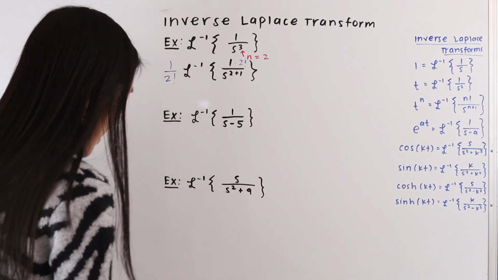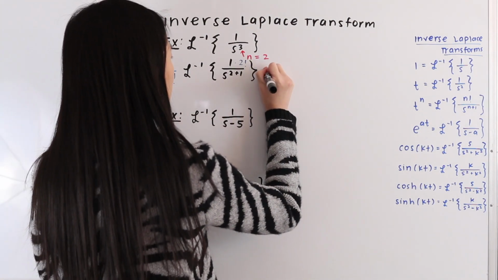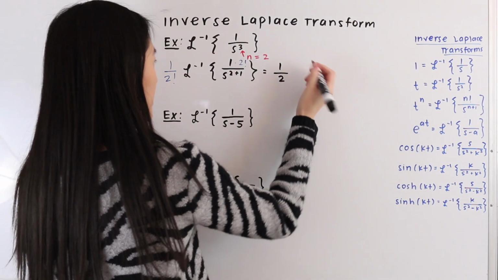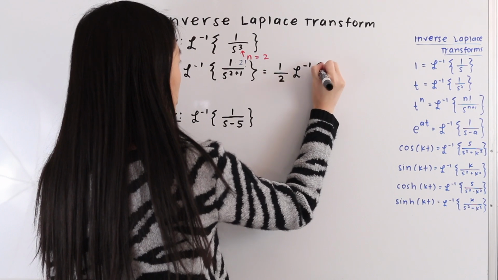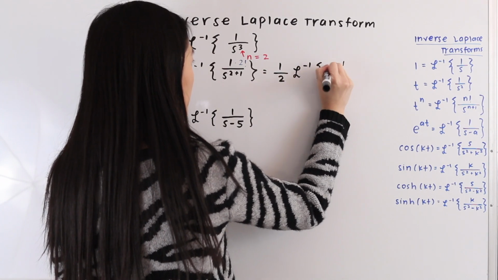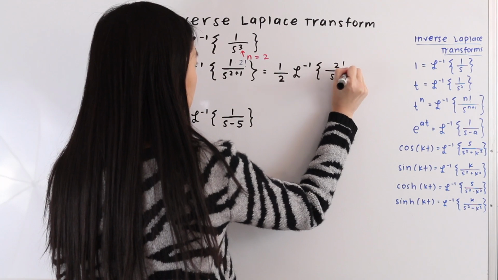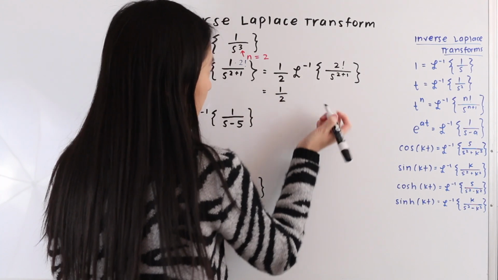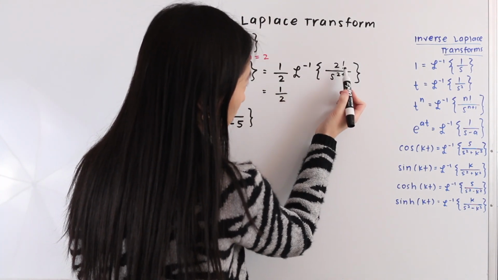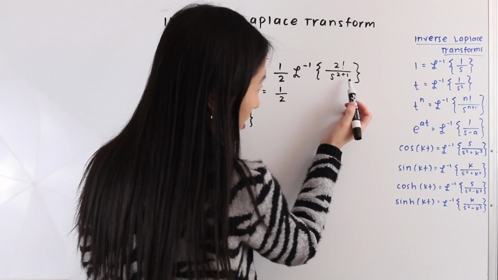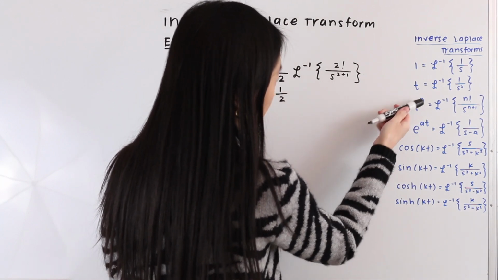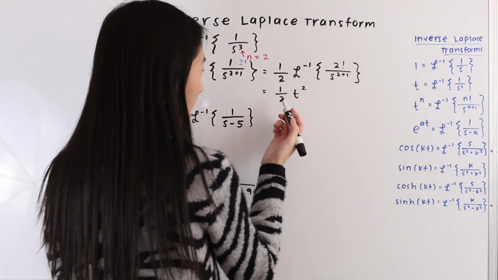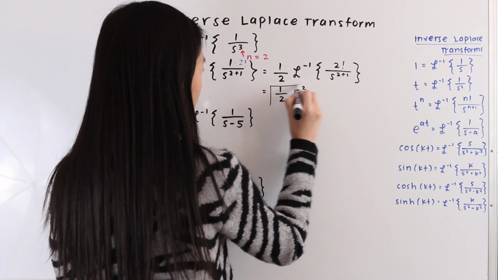And now let's go ahead and simplify this. So we have 1 over 2 factorial, which simplifies down to 1/2, times the inverse Laplace transform of 2 factorial over s to the 2 plus 1. And so this is equal to 1/2 times the inverse Laplace transform of 2 factorial over s to the 2 plus 1. So this is equal to t to the n. So here n is equal to 2, so we have 1/2 t squared. And that is our final answer.